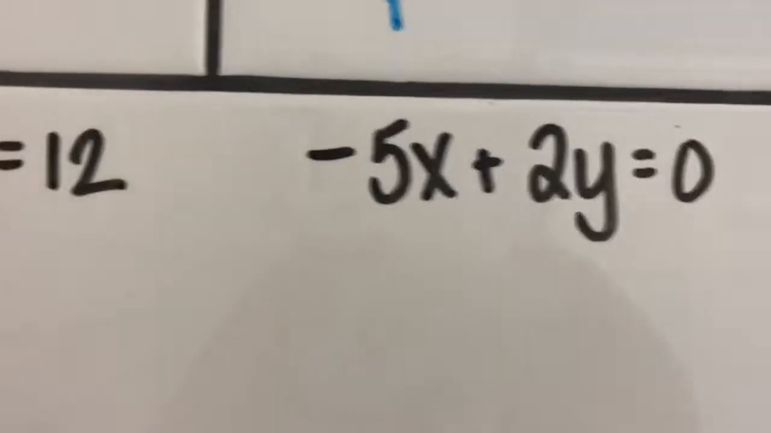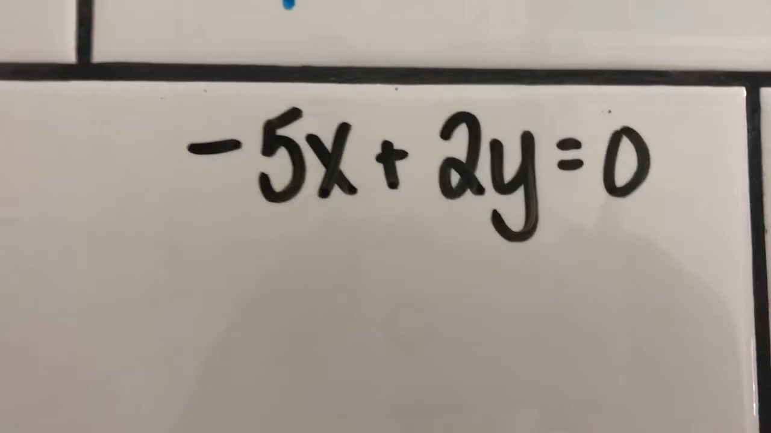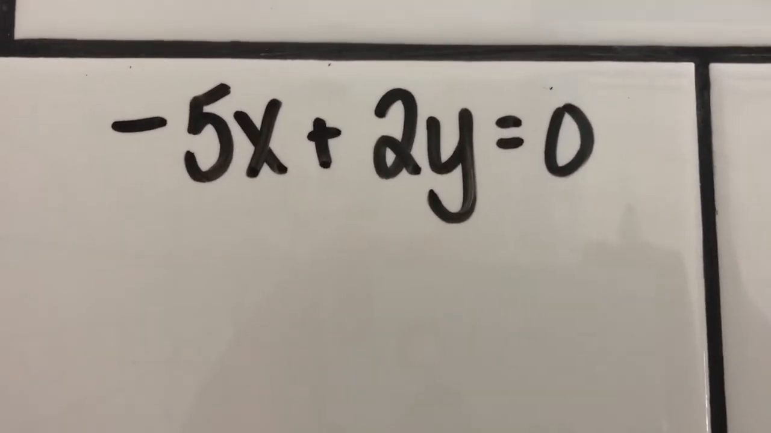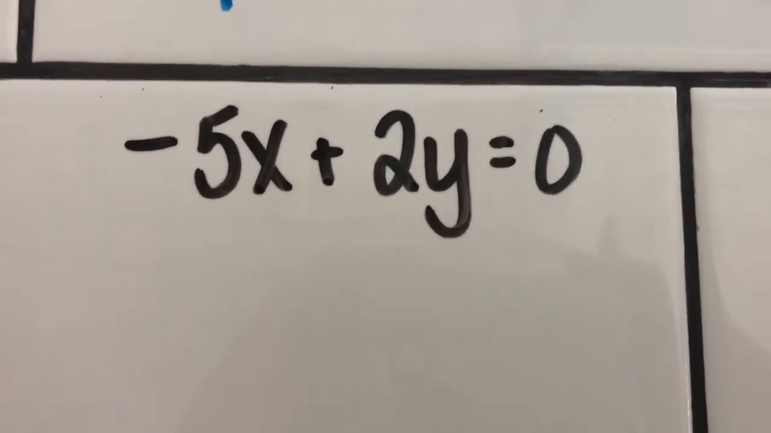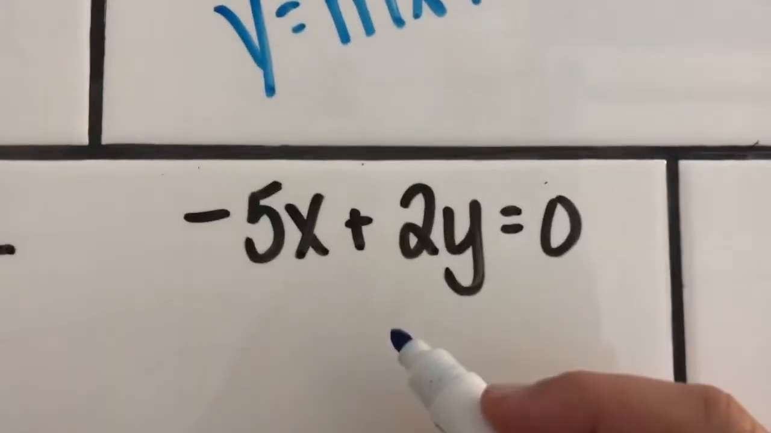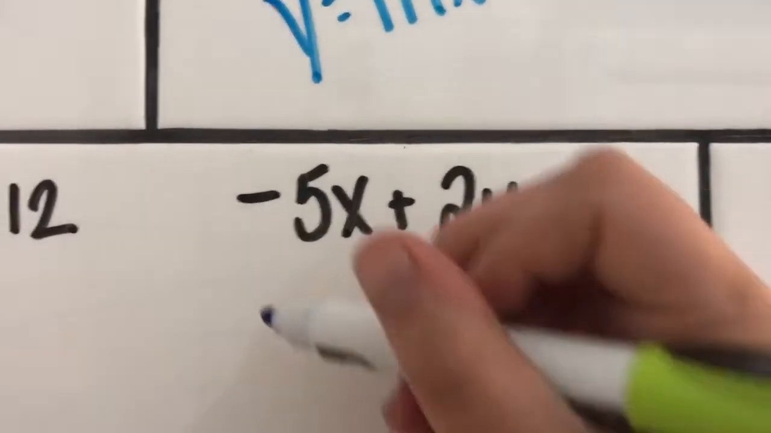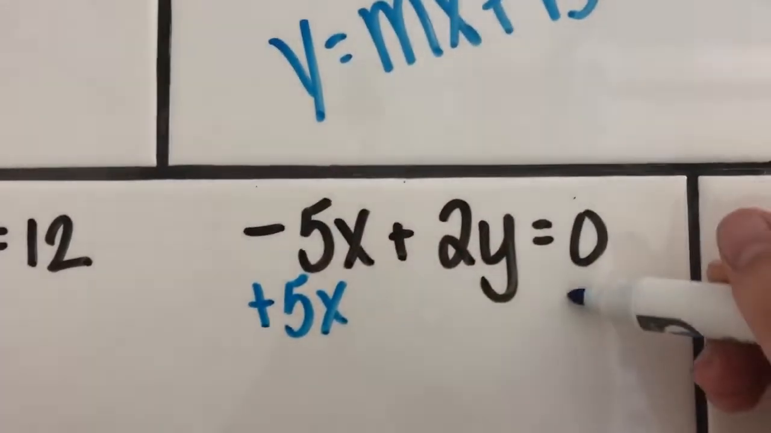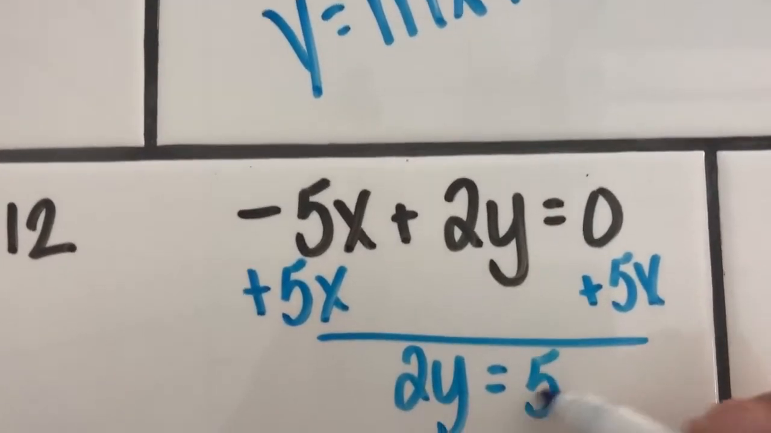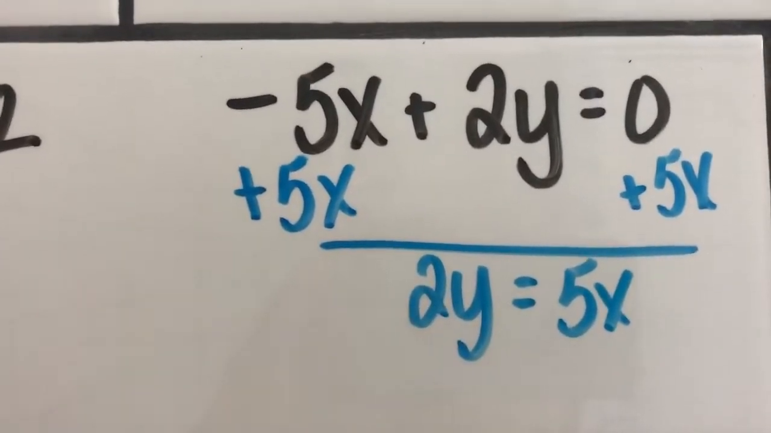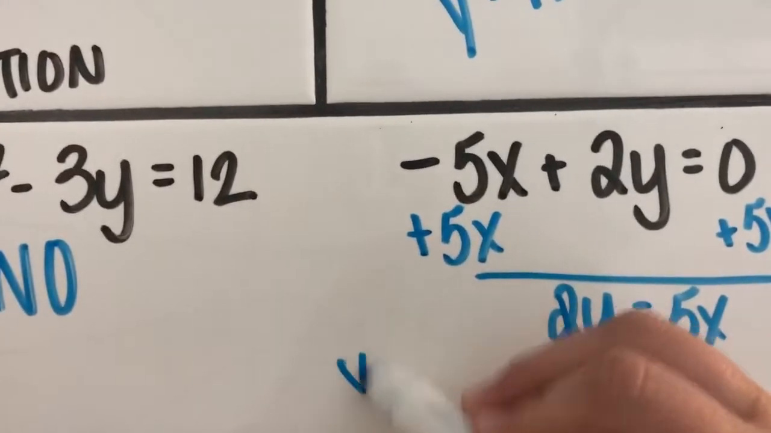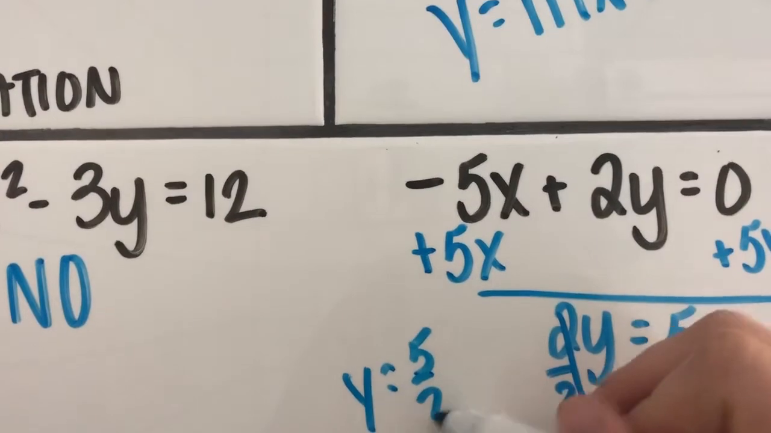The next one looks like this, negative 5x plus 2y equals 0. So I don't see anything sticking out at me right away. I'm going to move this around to see if I can get the y alone and see if it's in y equals mx plus b form. So as you can recall from earlier in the year, you already know how to do it. We're going to move the x term over first, so we add 5x to both sides. And I'm left with 2y equals 5x. I don't even need to write that plus 0. And now I'm going to divide by 2. So with this one, I'm left with y equals 5 over 2x.